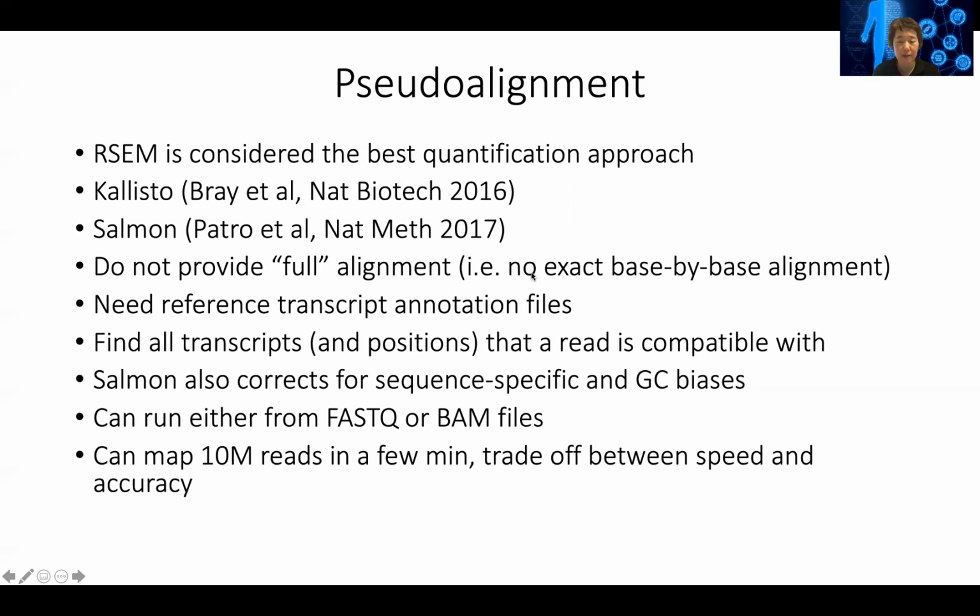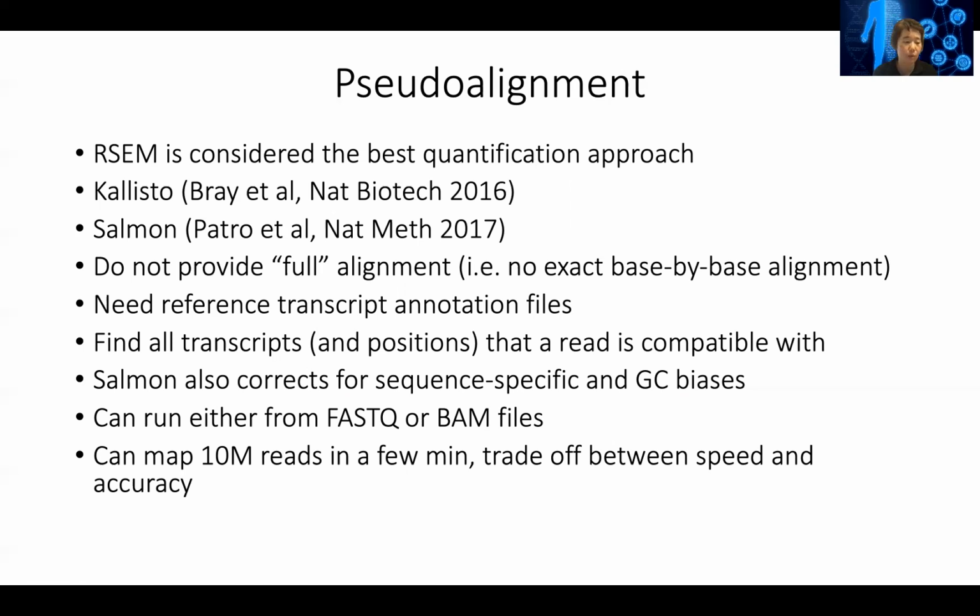So we don't really care about the exact base pair alignment or single base mutations. In this case, we just care about rough estimates of the expression level of the transcript. And so this needs the reference transcript annotation files. So we only give estimation of the known transcripts. Basically, Kallisto and Salmon can quickly map the reads into the known transcripts and generate an expression index file.